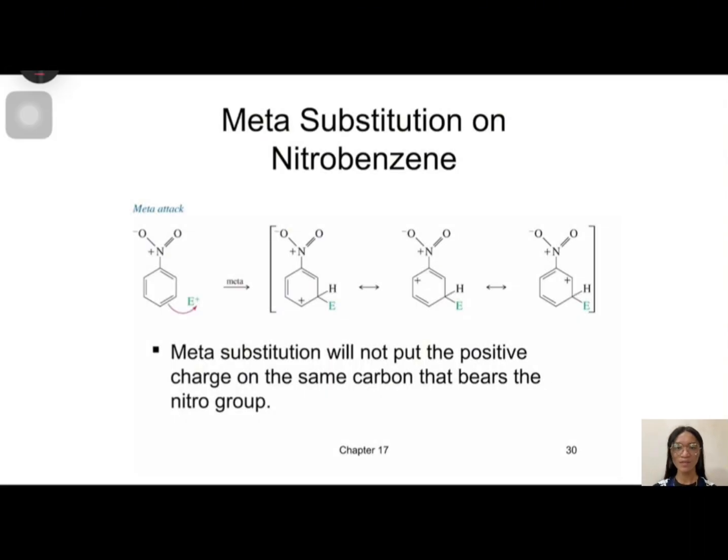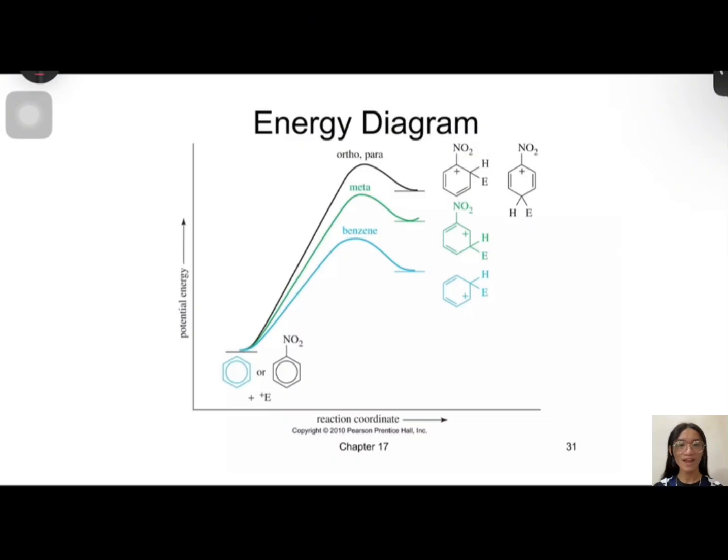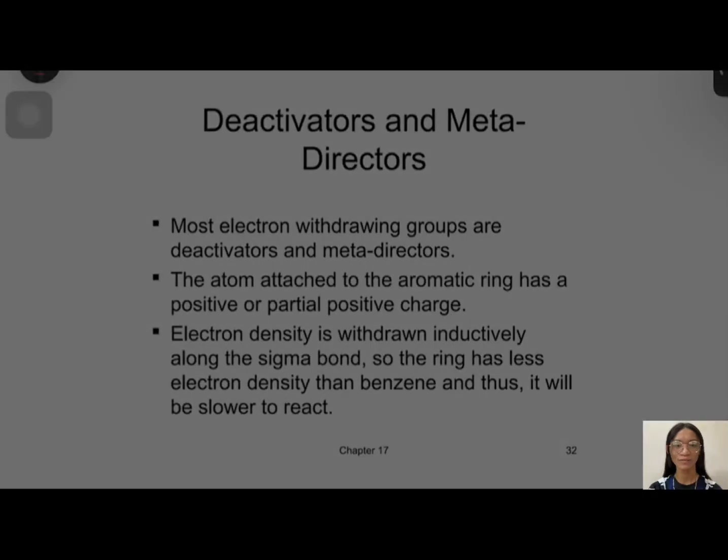Next is meta substitution on nitrobenzene. Meta substitution will not put the positive charge on the same carbon that bears the nitro group. Next is the energy diagram: nitrobenzene to benzene, nitrobenzene to meta, nitrobenzene to ortho or para.